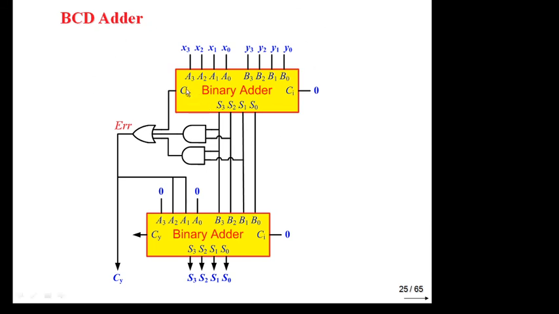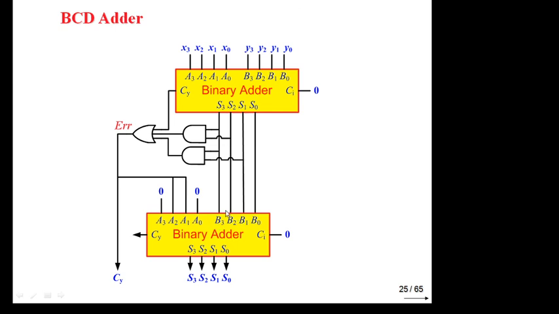Now in this case carry is not generated, but the sum is greater than 9. 9 plus 3, sorry, 12. 12 means 1 1 0 0. This S3 is 1, this S2 is 1, this is 0, this is 0, and no carry is generated. 9 plus 3 is 12, no carry generated. After 15 carry will generate. So the output will be 0 1 1 0.